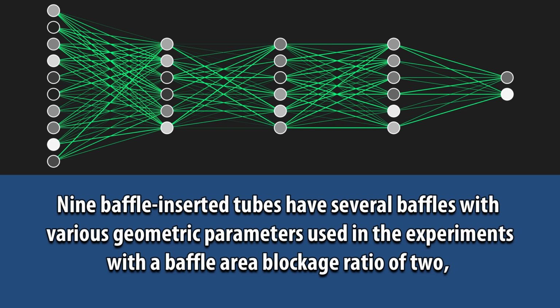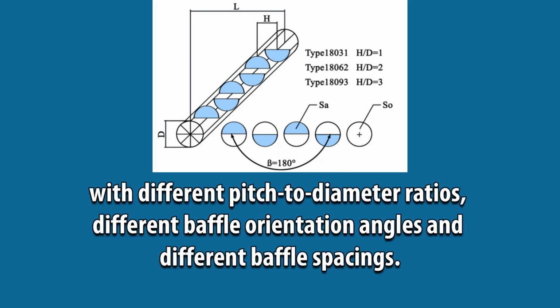The 9 baffle inserted tubes have several baffles with various geometric parameters used in the experiments, with a baffle area blockage ratio of 2, with different pitch to diameter ratios, different baffle orientation angles, and different baffle spacings.